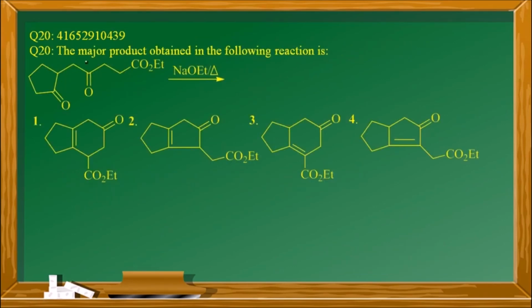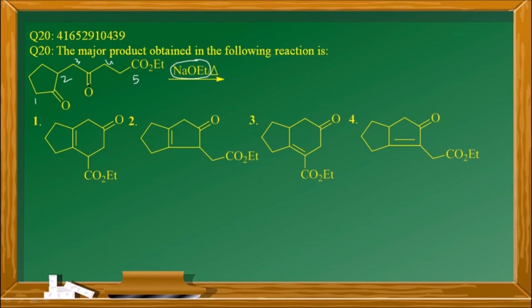Next, question number 20: the major product obtained in the following reaction is, what is the reaction? They are using a base, sodium methoxide, and heating, and the starting material is a carbonyl compound having alpha hydrogens. Carbonyl compounds having alpha hydrogens in the presence of base under heating conditions give alkenes. What is this reaction? Aldol condensation. Let us see the reactive positions. Yes, this is alpha to carbonyl, this is alpha to carbonyl, this is also, and this is also. There are 5 reactive centers.